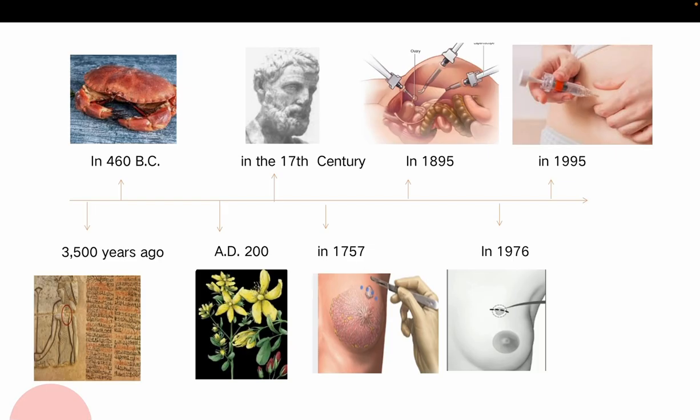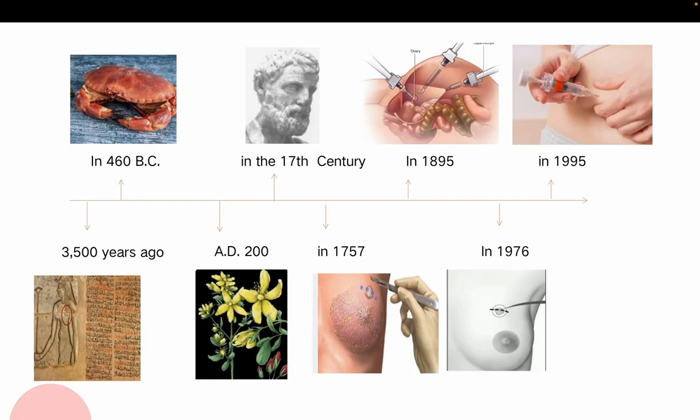It was in 1757 that Henri Le Dran, a leading French physician, suggested that surgical removal of the tumor could help to treat breast cancer as long as infected nodes of the axilla were removed.